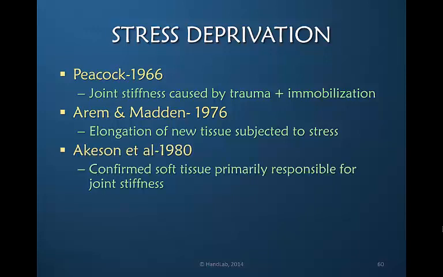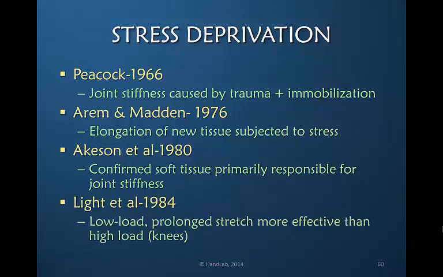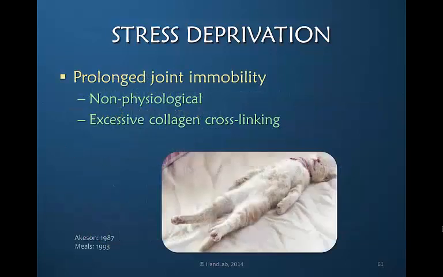Axon and colleagues in 1980 confirmed that soft tissue is primarily responsible for the joint stiffness. It's not the joint itself, but it's the surrounding soft tissue. Light and colleagues in 1984 suggested that a low load and prolonged stretch is more effective than a high load. They were looking at the treatment of knee contractures. We all know that prolonged joint immobility is non-physiological. This immobility creates excessive collagen cross-linking and stiffness.